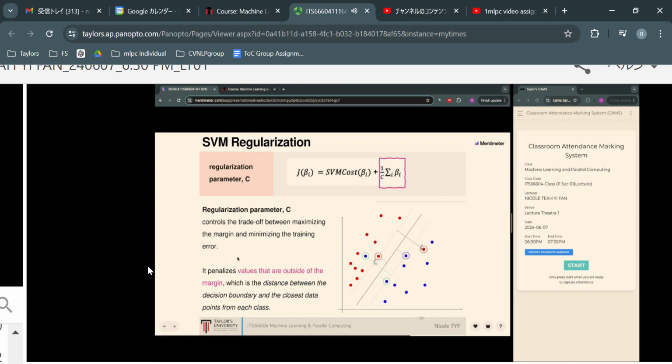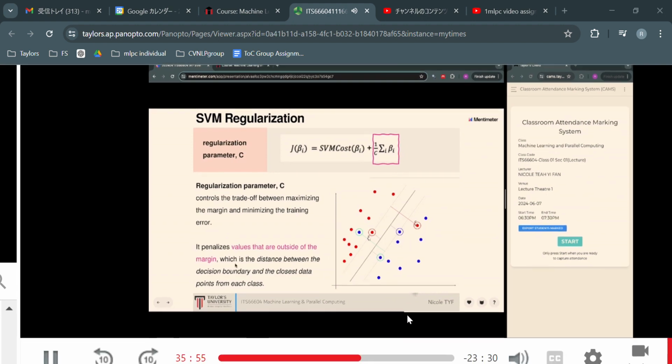It penalizes all the values that are outside of the margin, which is the distance between the decision boundary and the closest data points from each class. So in the chart over here, we mentioned that the support vectors are the points that are closest to the decision boundary or the margin.